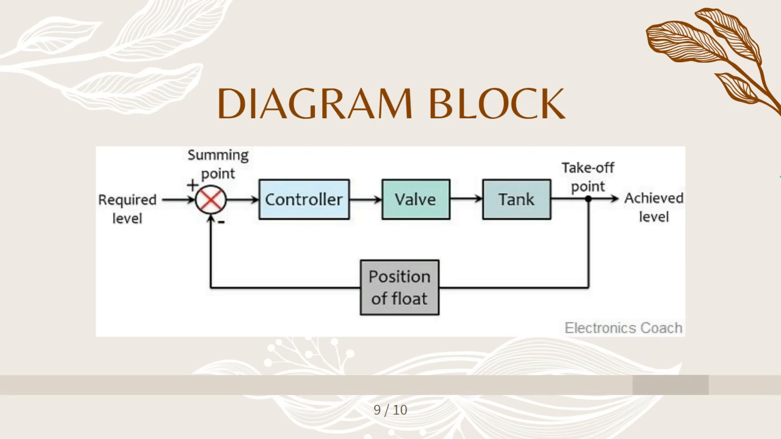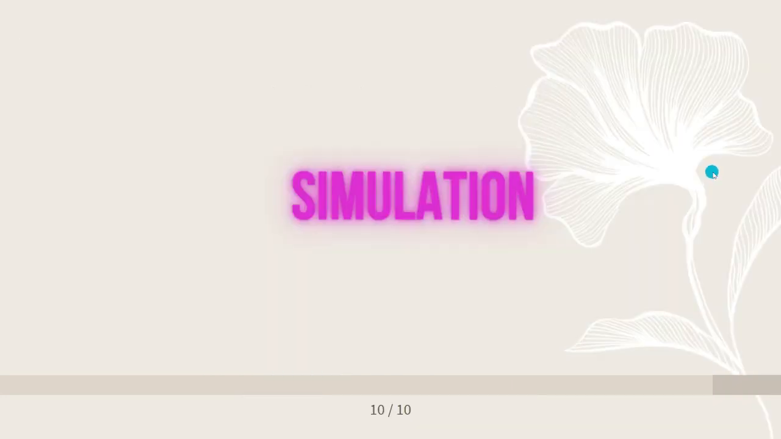Okay, the next one is the block diagram. The block diagram we use is like this one. It has a rocker level, a control valve, and a tank, and then we can know the position of the float when we reach the set point, and then it becomes a shape level. Okay, the next one is the simulation.